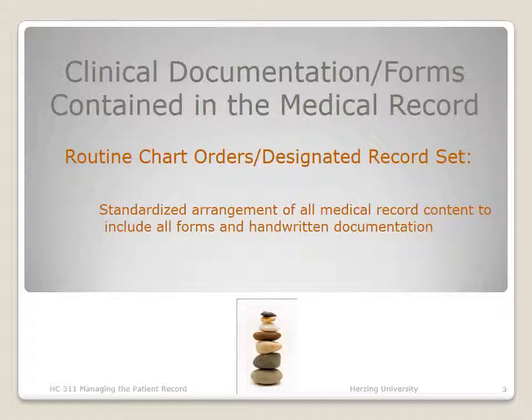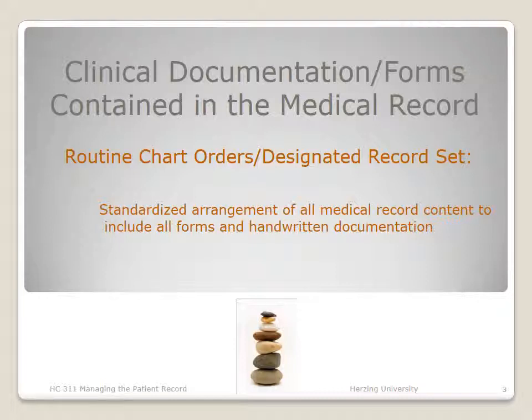There can be hundreds of forms used in the medical record in a hospital setting. Before a medical record is filed permanently, the forms and pages are put together in what we call a routine chart order or designated record set. This is a standardized arrangement of how medical records are assembled or put together in paper form.